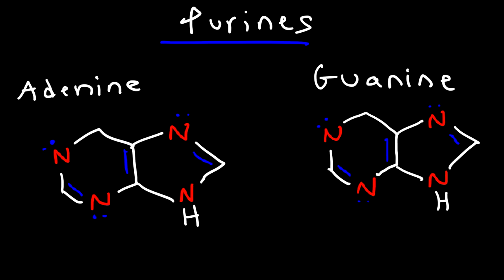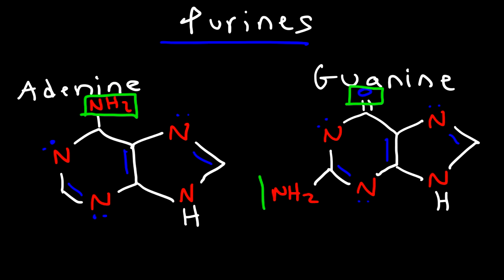Now adenine has an NH2 group on this position right here. So that's where it's different relative to guanine. Guanine has an NH2 group towards the right, and at the same time, it has a carbonyl group in this location. So if you remember that, it can help you to draw these 2 structures. So that's the difference between adenine and guanine.